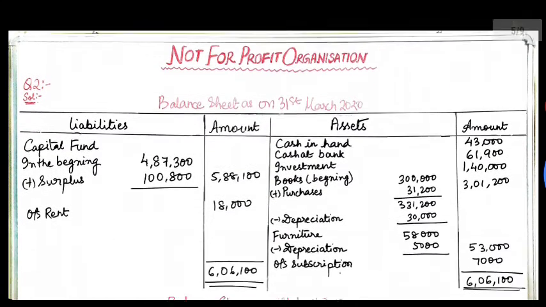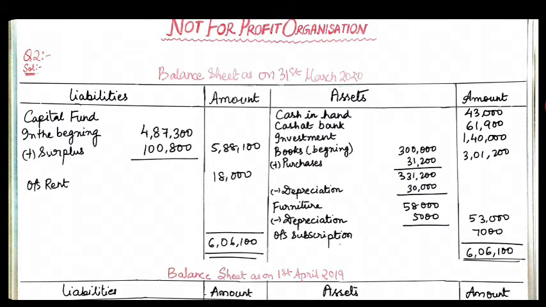Moving on to the balance sheet. This is the closing balance sheet. Cash in hand 43,000, cash at bank 61,900, investment 1,40,000, books 3 lakh plus purchase 31,200 minus depreciation 30,000, so it will be 3,01,200. Furniture 58,000 minus depreciation 5,000, it is 53,000. Outstanding subscription 7,000. Capital fund in the beginning 4,87,300 plus surplus 1,08,000, so it will be 5,88,100, and outstanding rent 18,000.